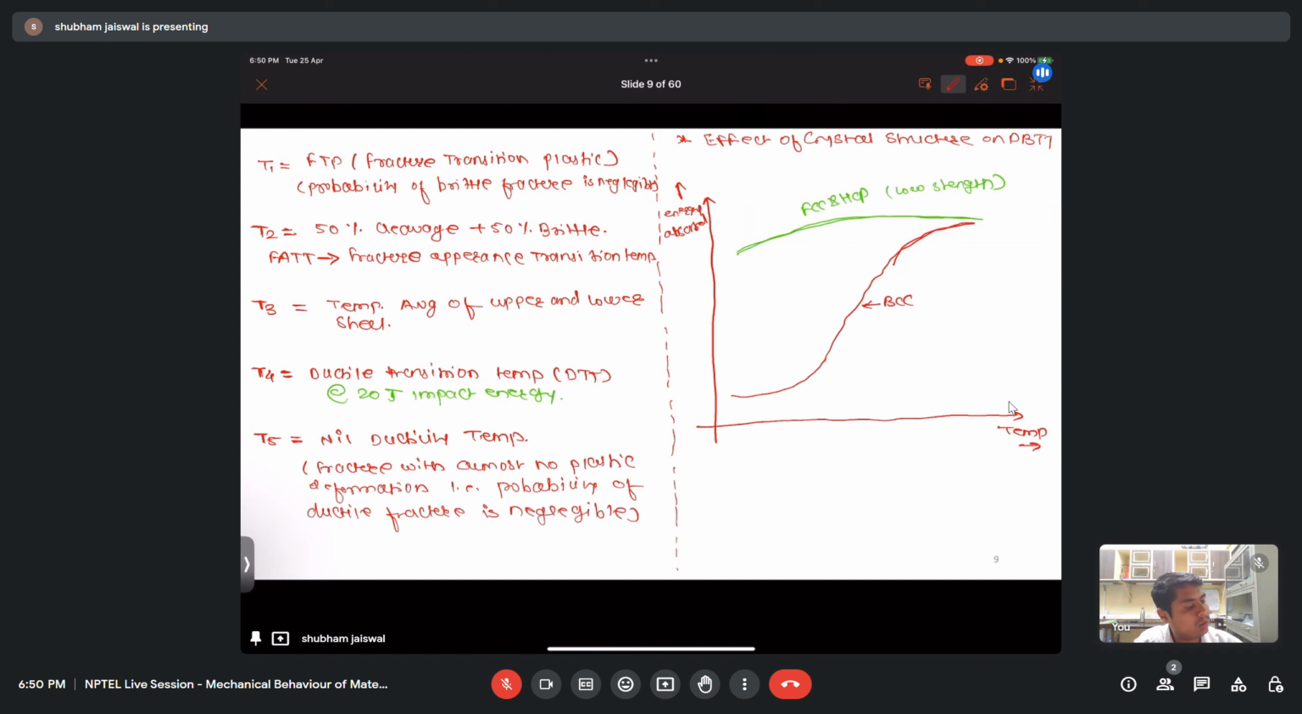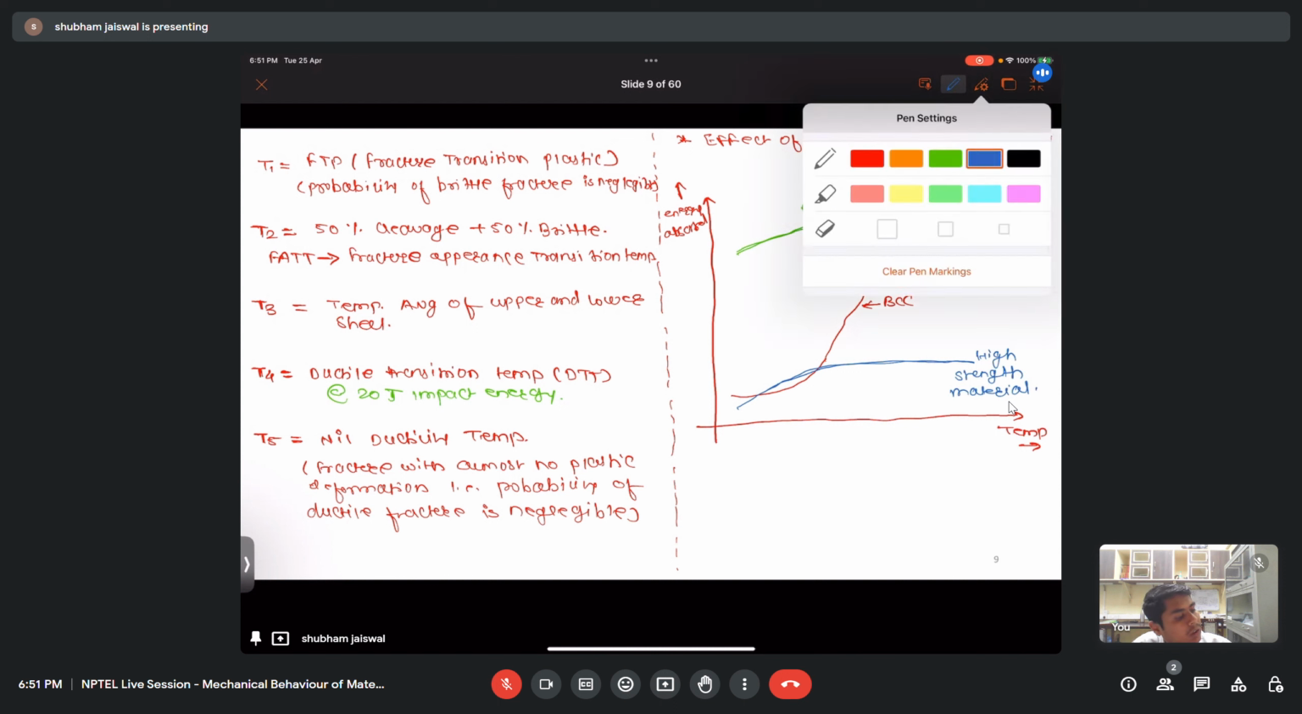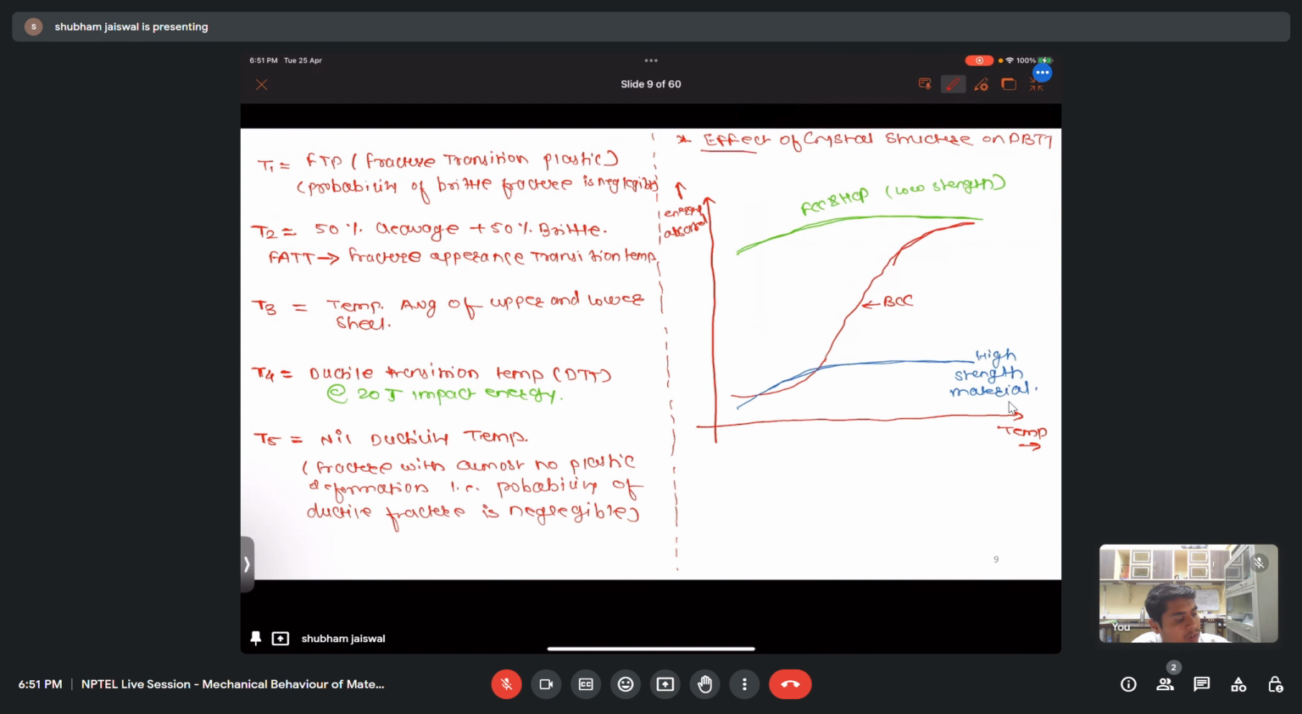Then we have this curve generally for BCC material, and we have also seen one more curve, something like this, for high strength material. So the low strength and high strength materials, that is FCC and HCP, don't exhibit a DBTT, while the BCC exhibits a DBTT. So this is the effect of crystal structure on DBTT.